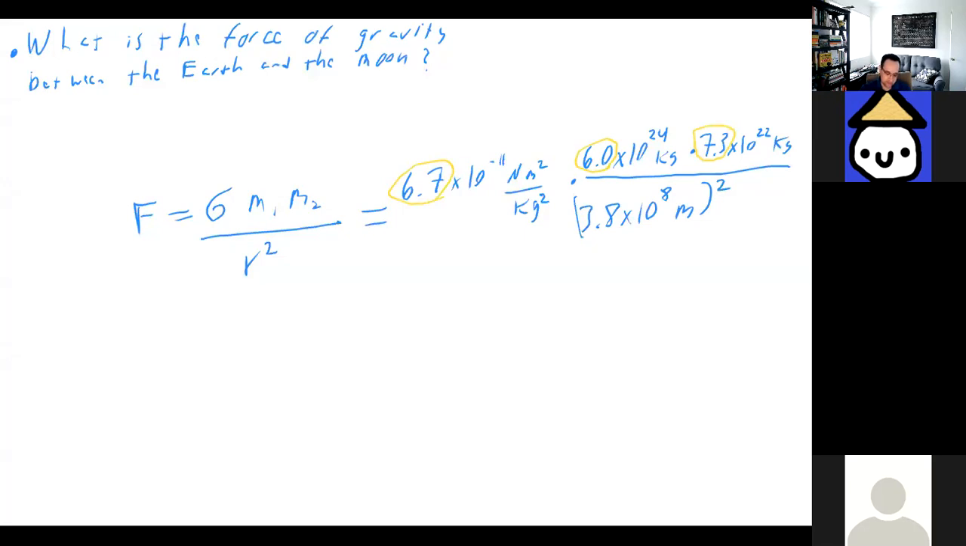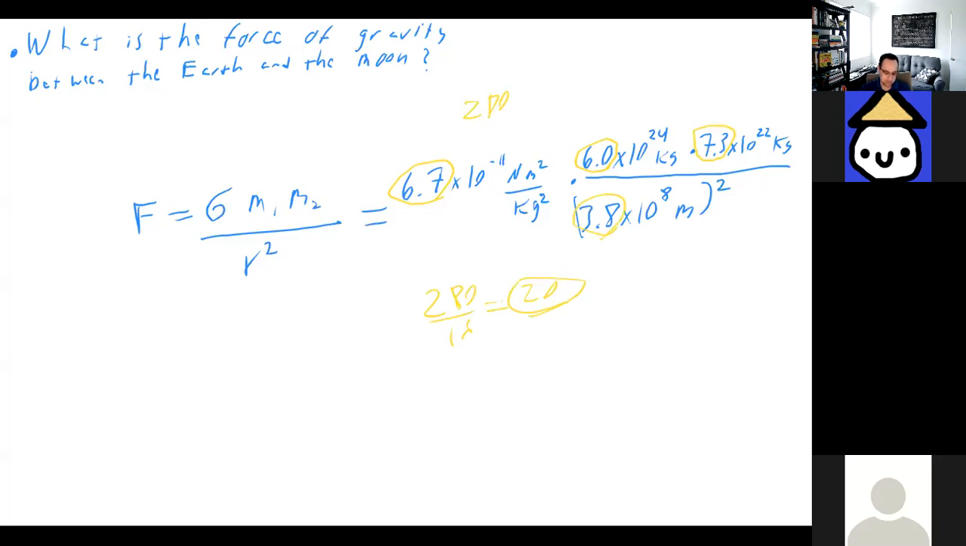Okay, so we're just handling the constants first, right? 280. And then 3.8 squared, let's call that 4, right? So 4 squared is 16. So now you got 280 divided by 16, right? Let's approximate that 16 is a 14. So 280 divided by 14 would give us 20, right? So 20. So that's what that factor comes out to.